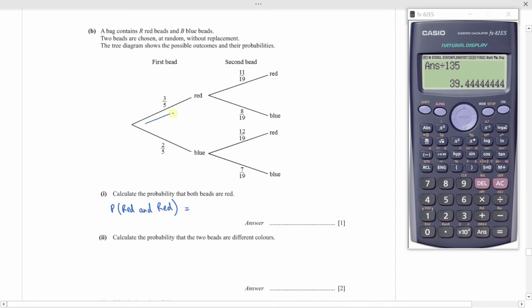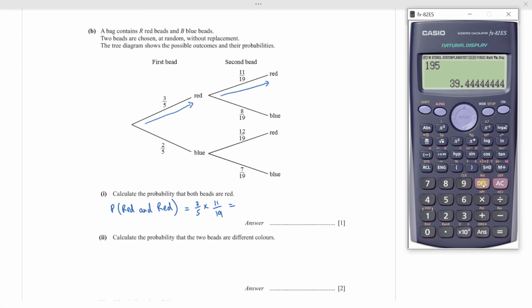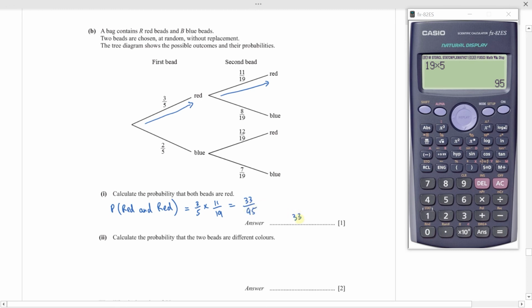So that means you have to go this way. You get a red the first time and then you get a red the second time. So that is the probability 3 by 5 multiplied by the probability 11 over 19. So 19 times 5 is 95. So this will be 33 over 95. Next: calculate the probability that two beads are different colors.